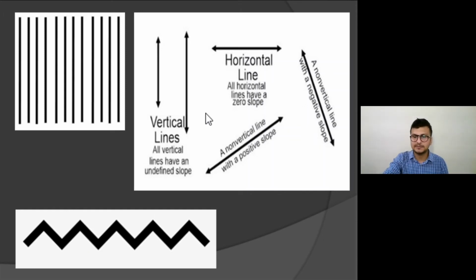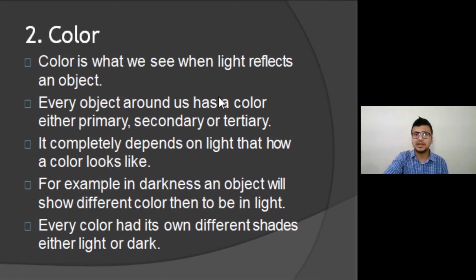Coming to the next slide, color is what we see when light reflects off an object. When light falls on something, if the object has some color like red, blue, yellow, green, orange, whatever, and you talk about primary, secondary, and tertiary colors, then it's like so. When light falls on that object and it reflects, it's a color. Every object around us has a color, either primary, secondary, or tertiary. Let me recall one thing again. If we add two primary colors, we get the secondary color. If we add one primary and one secondary color, we get the tertiary color.